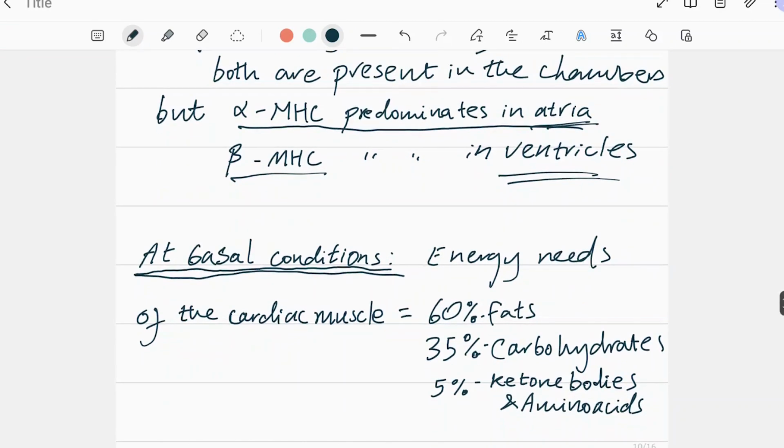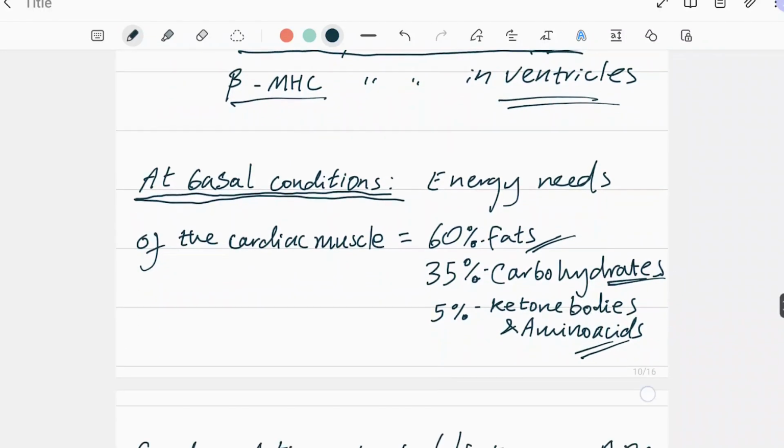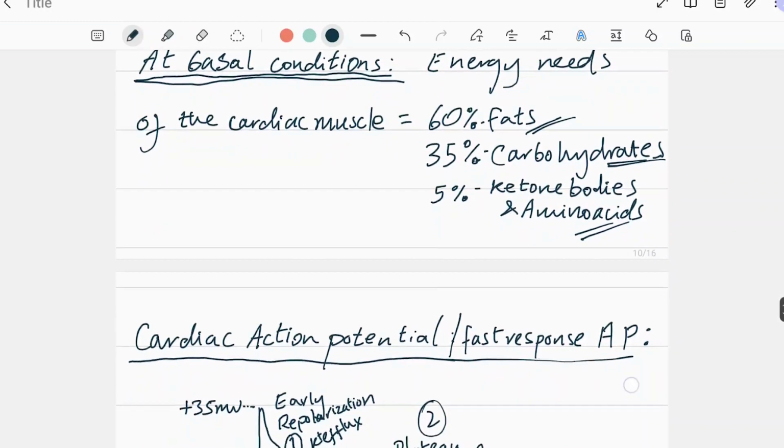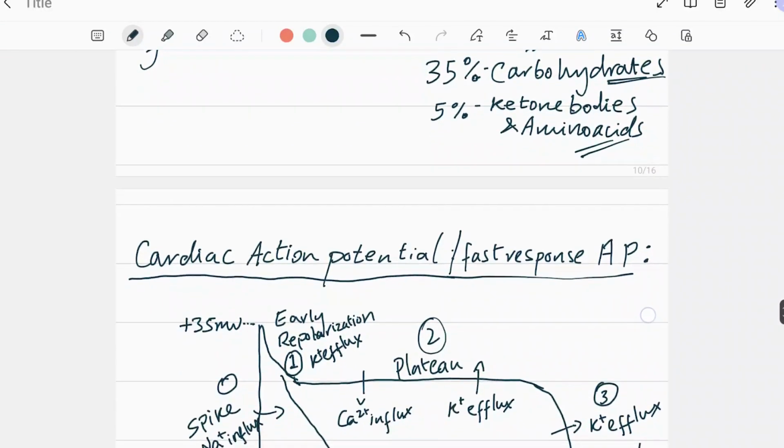Now, in basal conditions, you should know that your heart takes its energy a little different from other tissue. Most of the energy, 60%, comes from fats, 5% from ketone bodies, and 35% from carbohydrates. So fats and ketone bodies and amino acids constitute a fair amount of the energy. 35% is carbohydrates. So 60% fat, that's the most. 35% is carbs, and the last one is ketone bodies or amino acids that give the energy for the cardiac muscle.